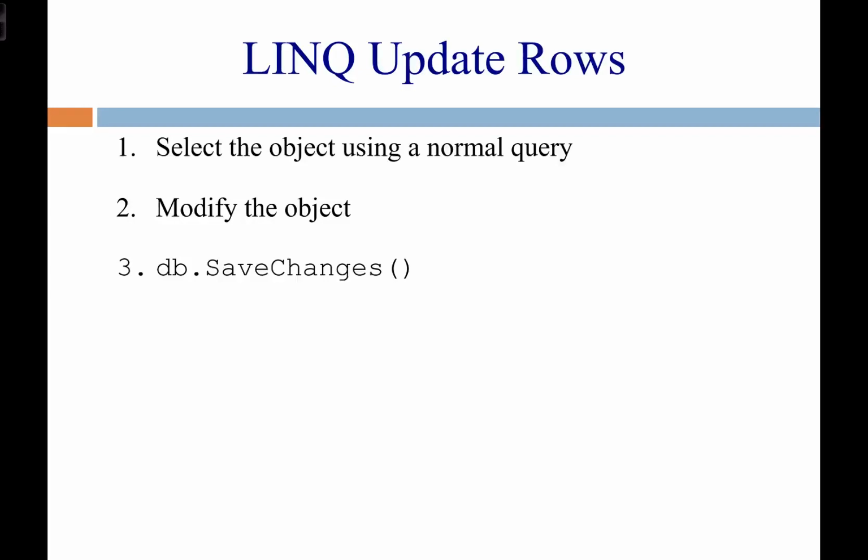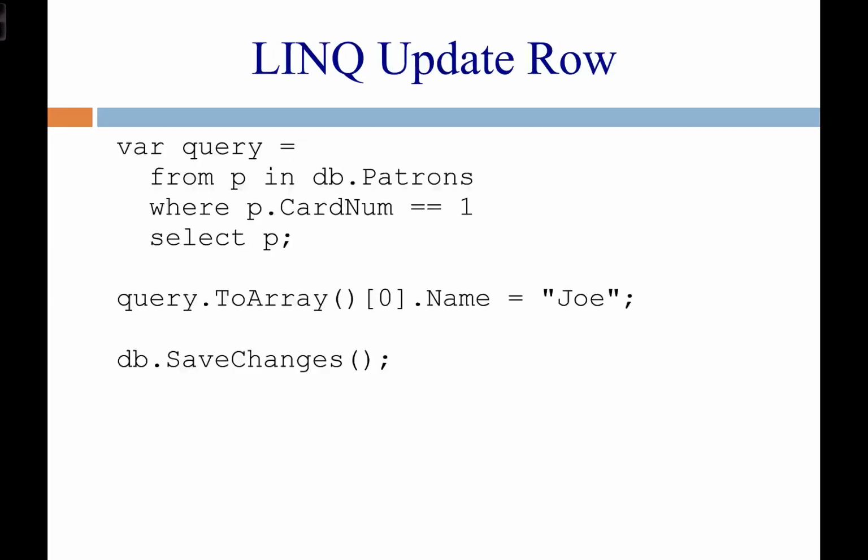So a common pattern, though, is we only want to update one object. So we write some query that we expect to return one result, such as this, where p.cardnum equals 1. Since cardnum is the primary key, that's only going to return one result. And then we could do something like, if we want to change the name of that patron, we could do query.toArray at index 0 dot name equals Joe, and then save the changes. We just need some way of accessing the first element of that enumeration.